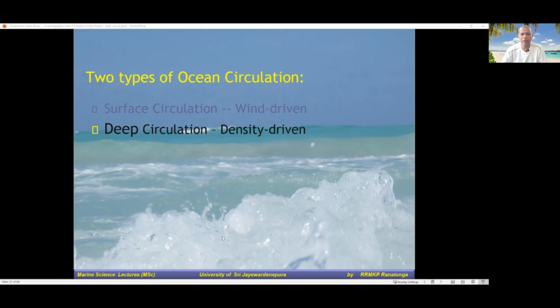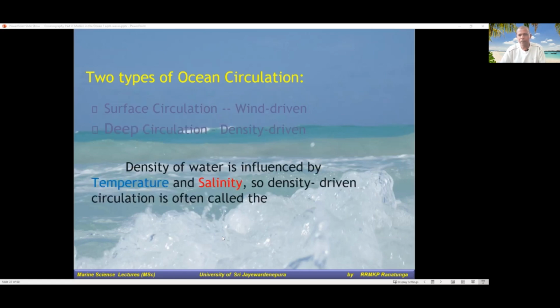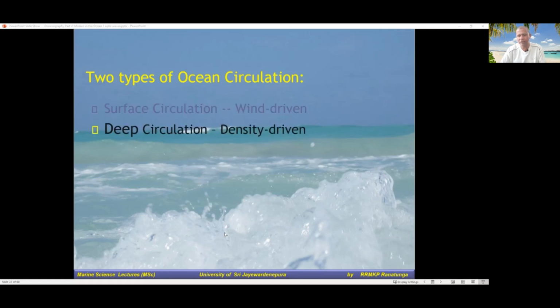The second type of ocean circulation we call the deep circulation, that is the movement of the water column in the deep ocean. Deep ocean movements are mainly because of density differences, but not the wind. So wind is not going to affect the bottom, but any density differences in water between the top layers and the bottom layers will result in the movement of water columns in the bottom, and we call this a deep circulation. The other name is the density driven circulation.